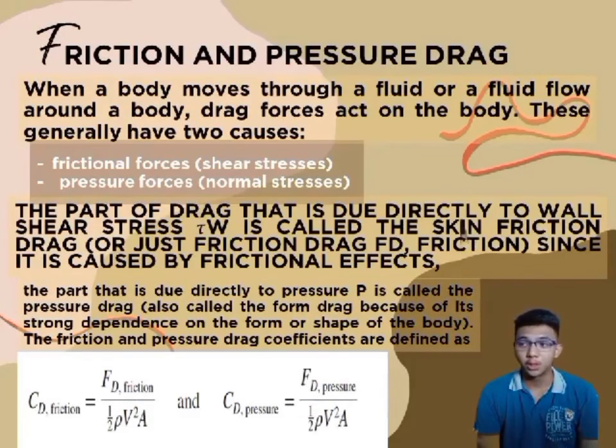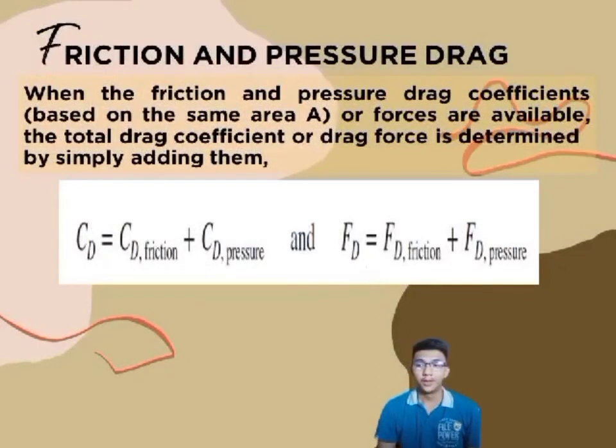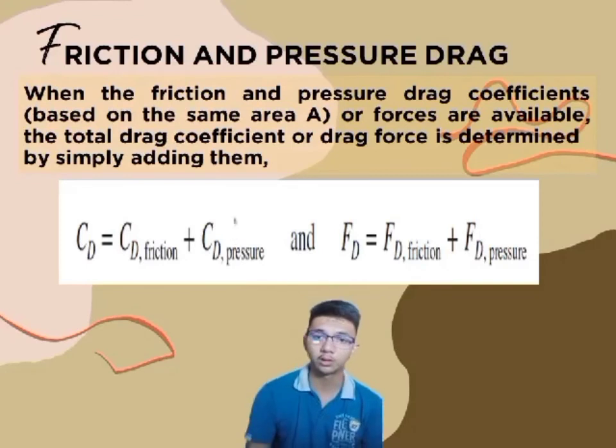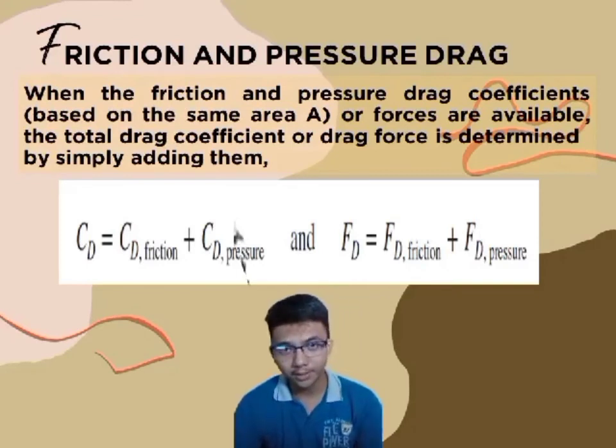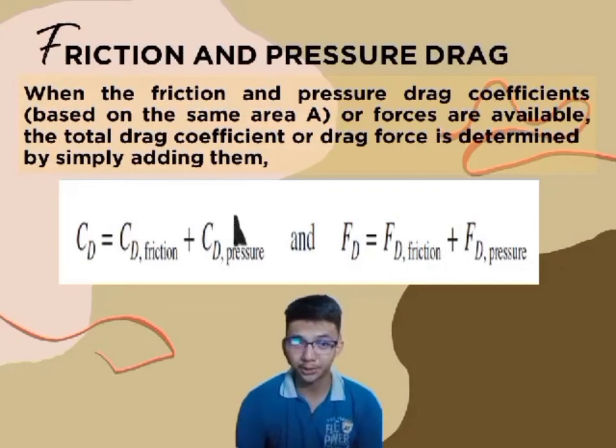Drag coefficient is equal to drag force over 1/2 density times velocity squared times reference area. When the friction and pressure drag coefficients or forces are available, the total drag coefficient or drag force is determined by simply adding them. Drag coefficient is equal to friction drag coefficient plus pressure drag coefficient. And drag force is equal to friction drag force plus pressure drag force.